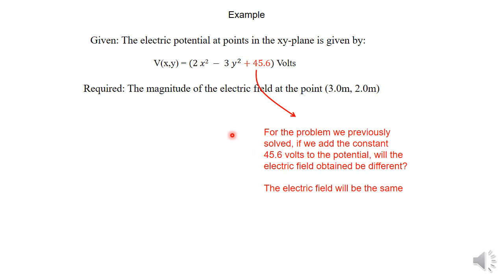You get exactly the same result, because when you get the electric field, you're getting the derivative of potential with respect to position. And when you add a constant, the derivative of the constant with respect to x or with respect to y gives you 0. So it doesn't affect the result at all.